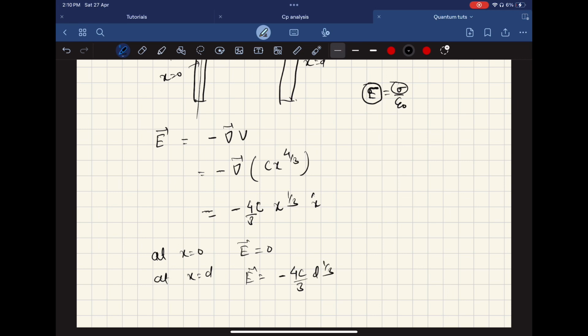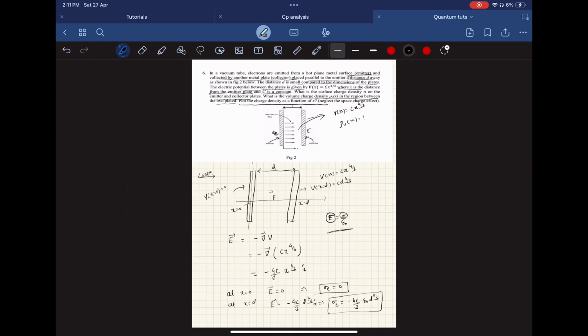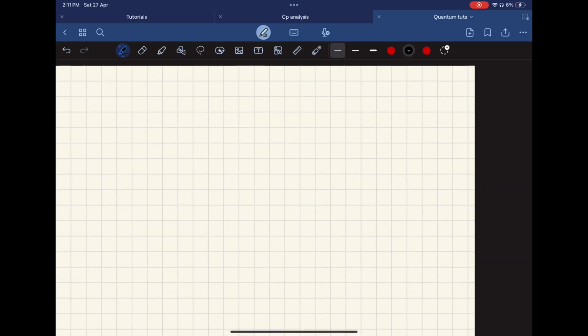So what is the value of sigma at x equals 0? Sigma at the emitter, sigma E, is equal to 0, because sigma equals epsilon naught times the electric field. And what is sigma at x equals d? That is equal to minus 4C epsilon naught by 3 d to the power 1 by 3. So this is sigma collector. Now let's move on to the second part. We have to calculate rho v. How can we calculate rho v?